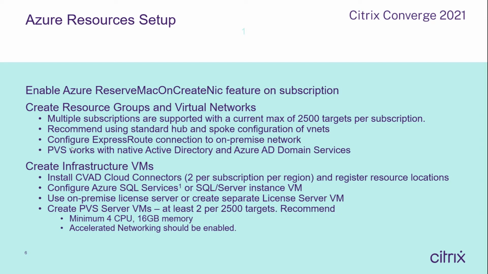And of course, you need to create your PVS server VMs, and you need at least 2 for every 2,500 targets. We recommend a minimum of 4 CPU and 16 gig of memory for those PVS servers, and also that you should enable accelerated networking on those servers so that we can get the larger throughput when target VMs are booting.